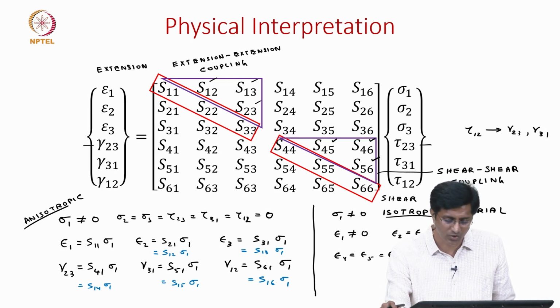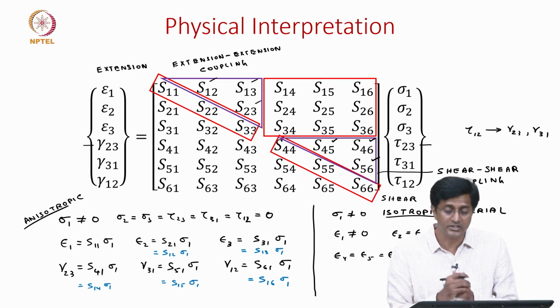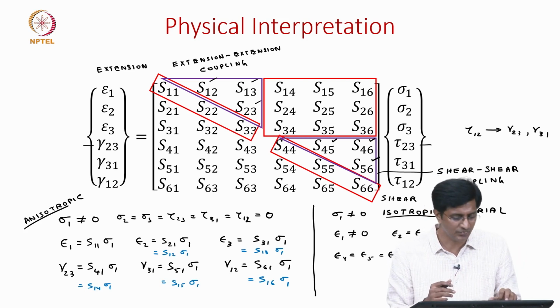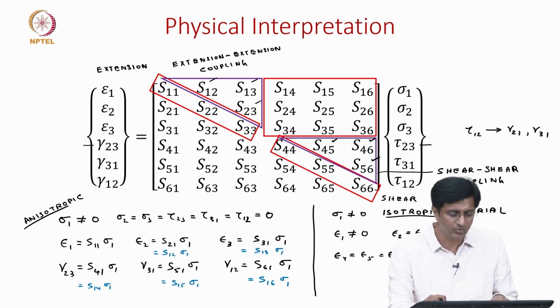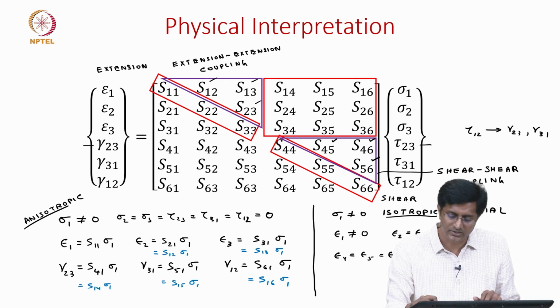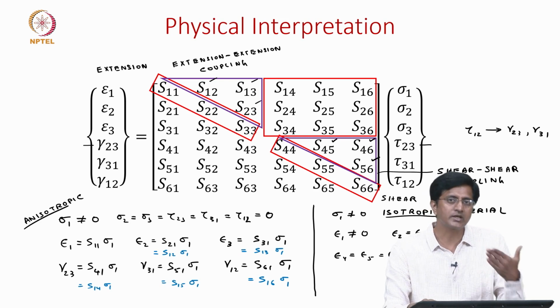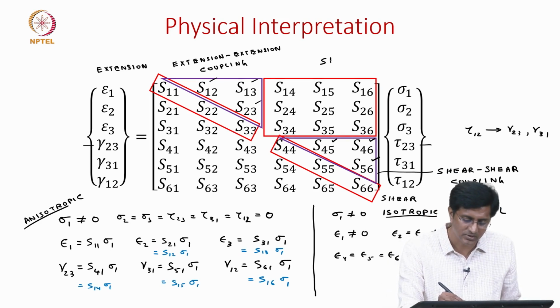And lastly, we have this top right square which has these 9 components starting from S14 to S36. What do these bring in? This is where you have a coupling between the normal components and the shear components. For example, if you have applied a normal stress sigma 1, these components will get you the shear strains. And if you apply, let us say, shear stress tau 2 3, this will give you the corresponding normal strains, like epsilon 1, epsilon 2 and epsilon 3. So, we call this the shear extension coupling.